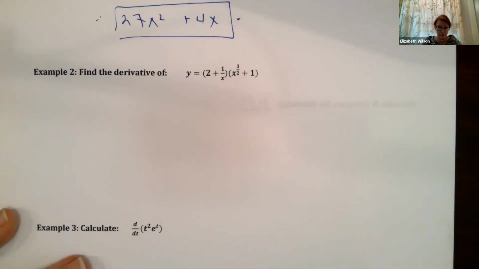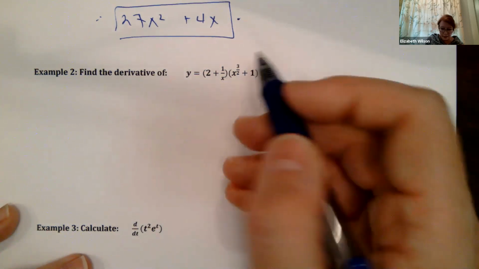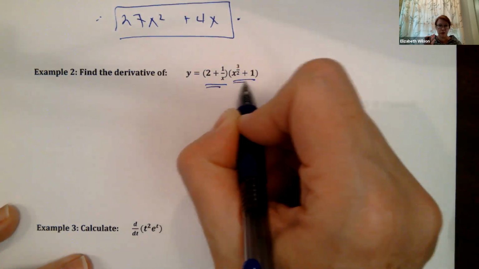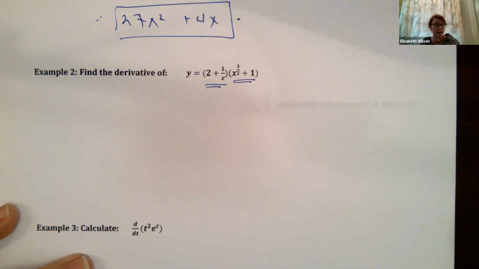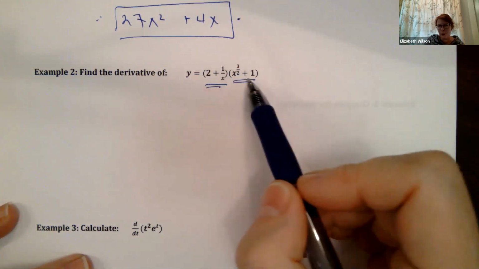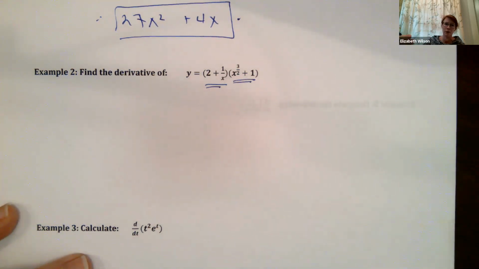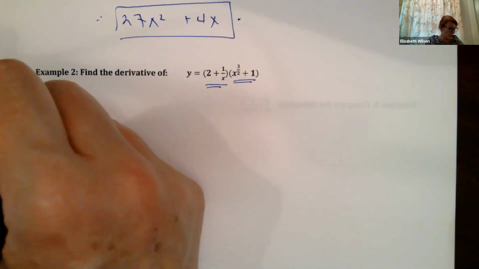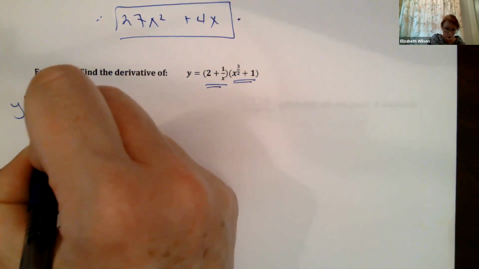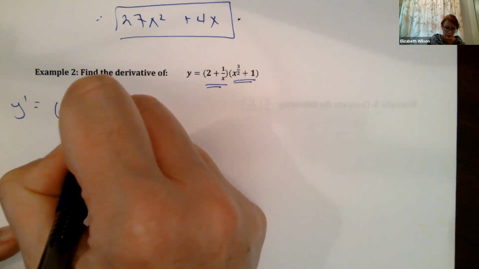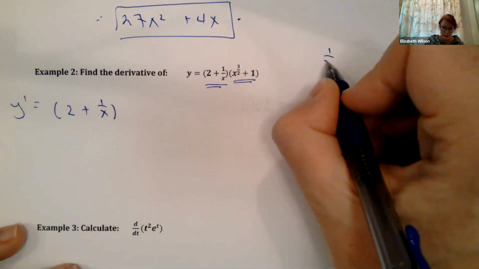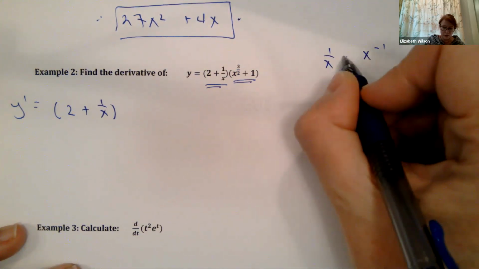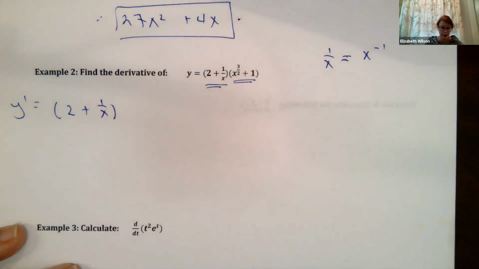All right, example number 2. My first function, my second function. Like I said before, I can technically multiply all these out and then just do my power rule on all of those different terms, but we're trying to give examples for our product rule. So my y prime. The first, 2 plus 1 over x. Now let's remember 1 over x is equal to x to the minus 1. We've got to take the derivative of that.